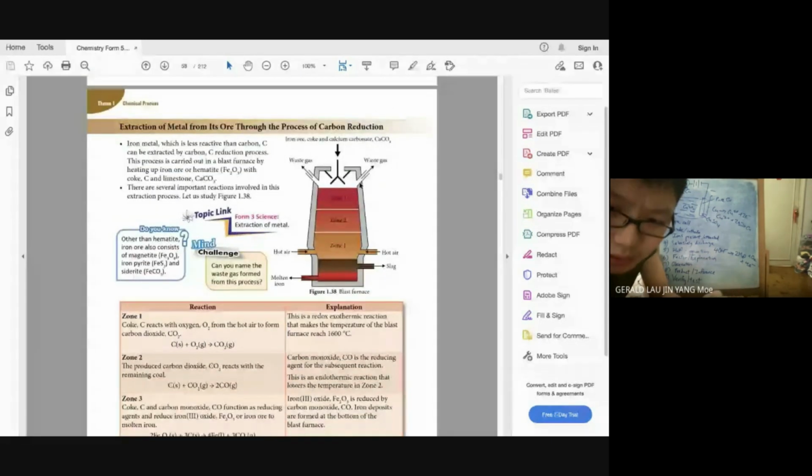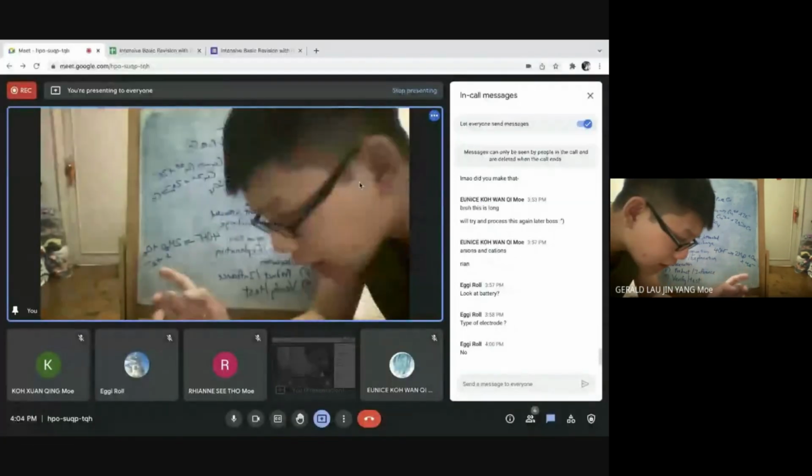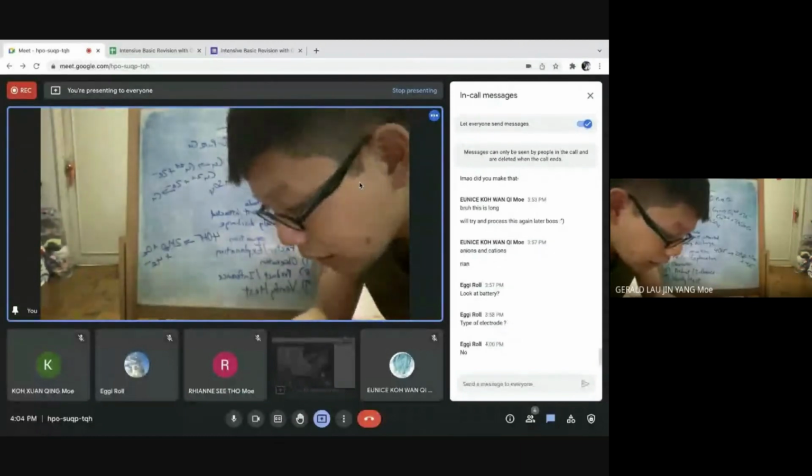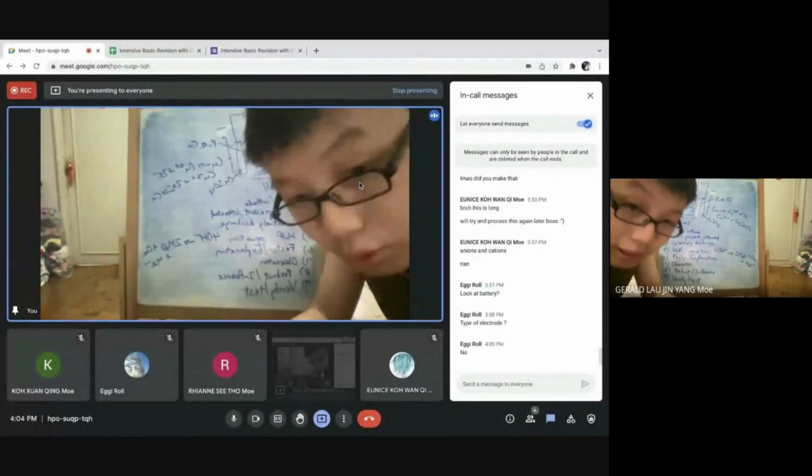Okay, can you understand the blast furnace? Blast furnace was actually already explained in Form 3 too.